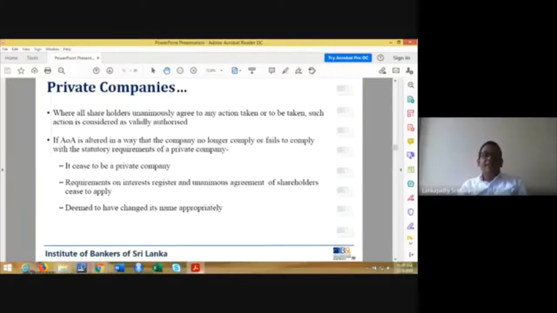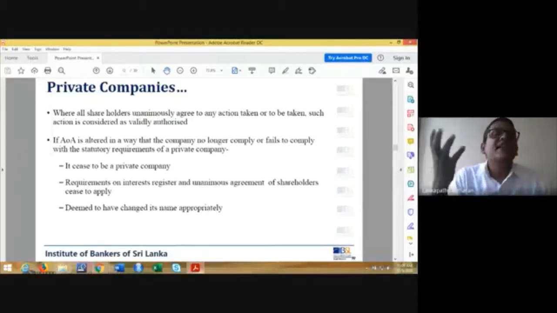Then the requirement of maintaining the interest register and unanimous agreement of shareholders will not be applied, and it is deemed to have changed its name. Why do they have to change the name? Because in a private company, within brackets, they have to put PVT. If they are no longer a private company, they have to remove the word PVT from their name and apply the new name applicable to a general limited company.